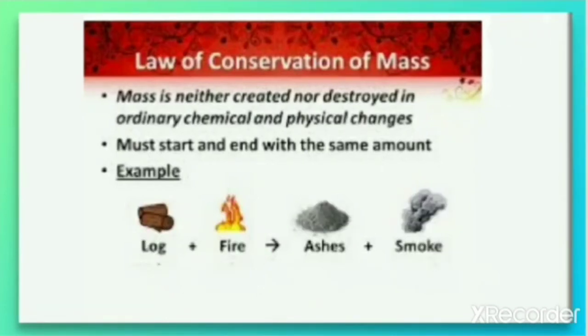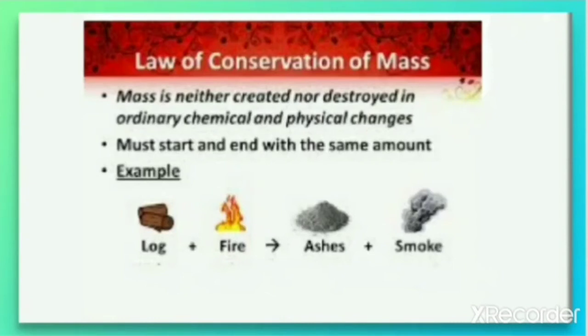And another example, that is burning of wood. Maybe you are not going to believe this. We burn a log of wood, and we get ash and smoke. You may be thinking that this is a process in which mass is destroyed, because we are taking a huge mass of a log of wood and getting only a small mass of ash. But here also the law of conservation of mass is applicable.